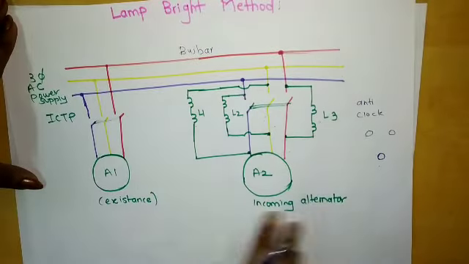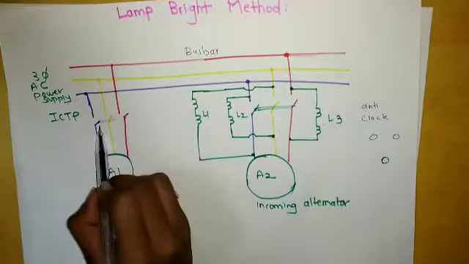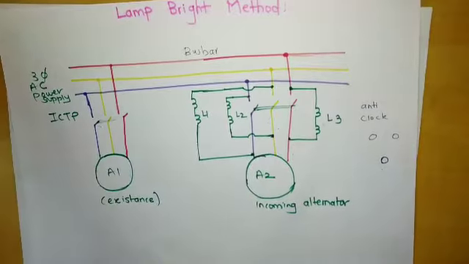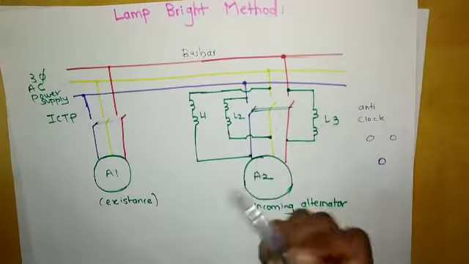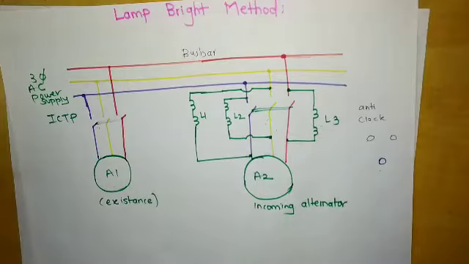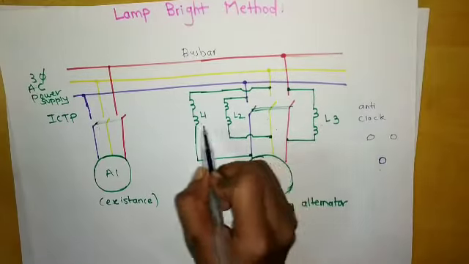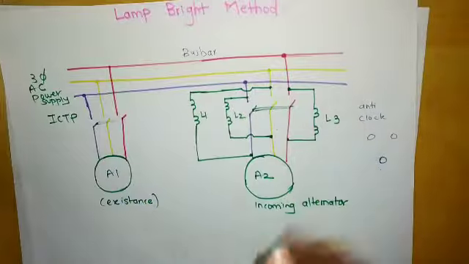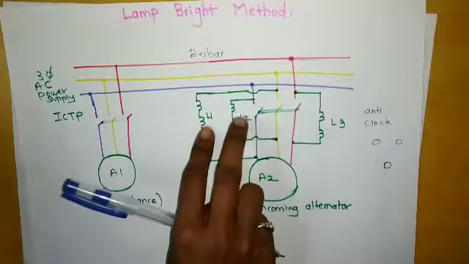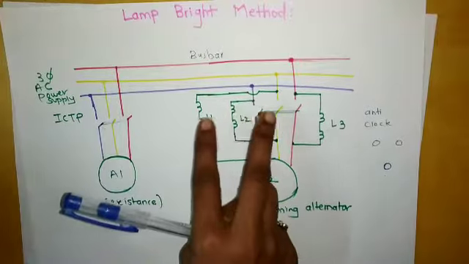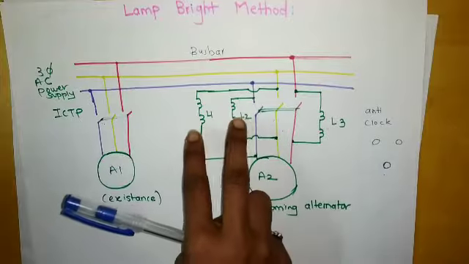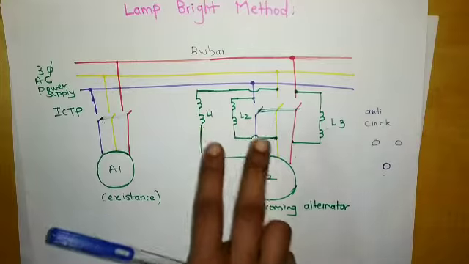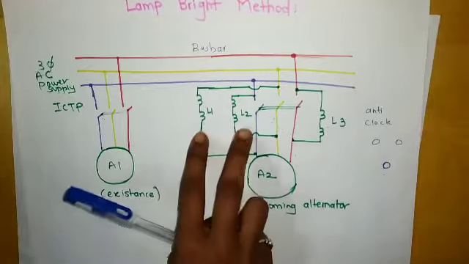Okay. Now in this method, how will you check? The ICTP switch we can turn on, but here we cannot turn on the ICTP switch first. First we will check the phase sequence. If it is okay, then we will turn on the ICTP switch. Now here L1, L2 and L3. In this method, L1 and L2 are the interchanged lamps. What will happen because of interchanging these lamps? The two lamps whose connections we have interchanged will glow bright or dark simultaneously.